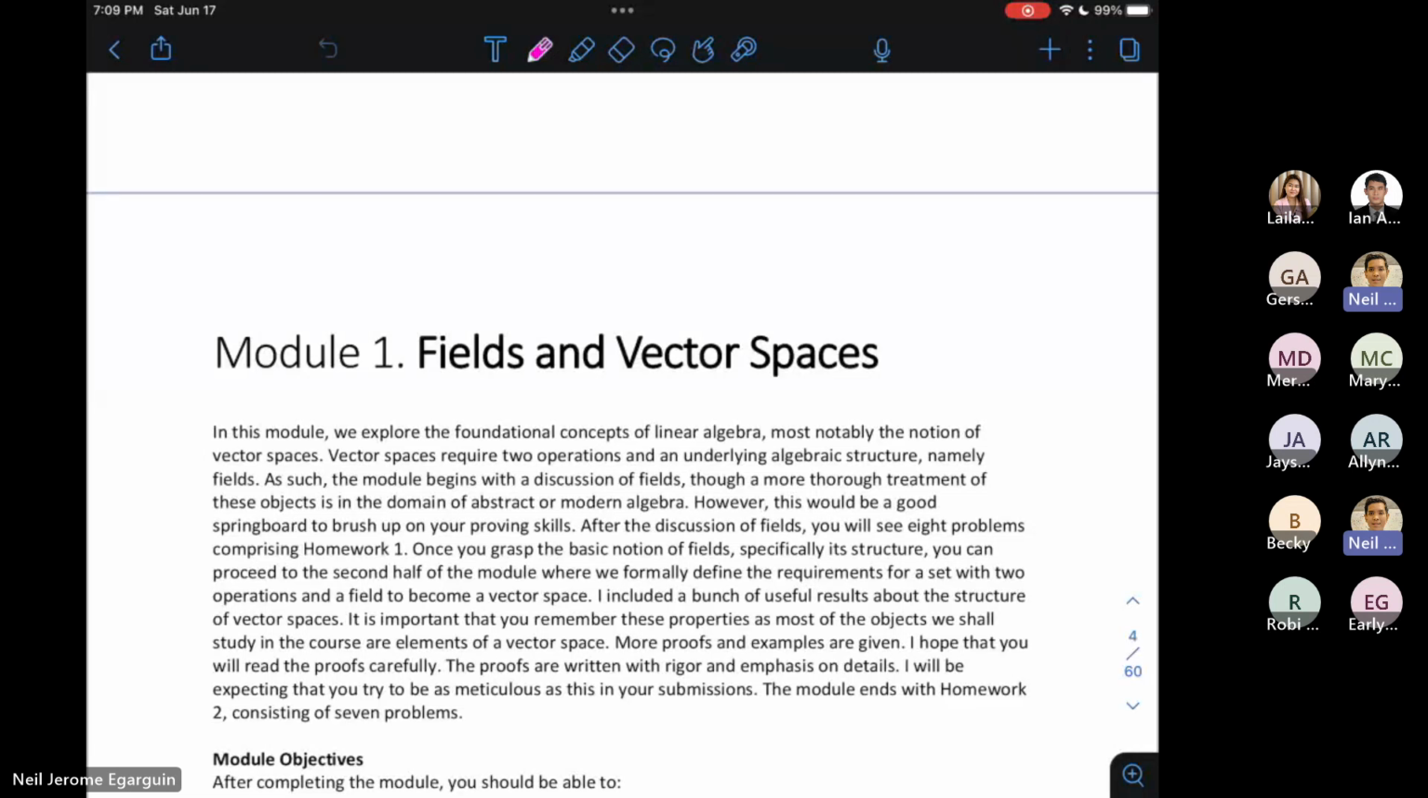So really, it's justifying everything. What is the foundation behind linear algebra? Oh, by the way, is there anyone who can't understand Filipino or Tagalog?